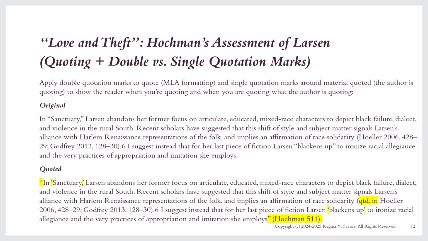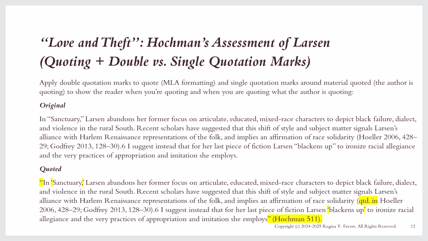Love and Theft, Hockman's assessment of Larsen. So we're now looking at the quoting aspect, how to use double versus single quotation marks. When something already has quotation marks around it in the work, and then you want to quote it, the information that's in double quotation marks in the original will become single quotation marks. So apply double quotation marks to quote and single quotation marks around material the author is quoting, to show the reader when you're quoting and when you're quoting what the author is quoting.